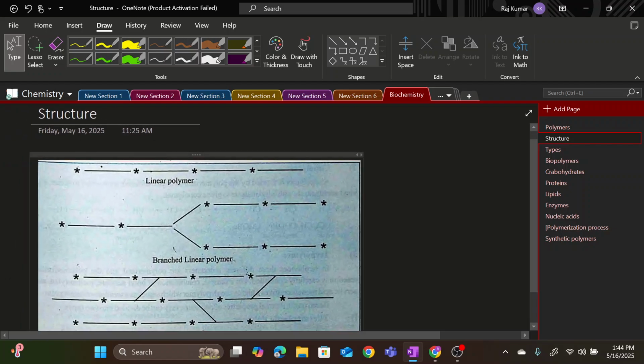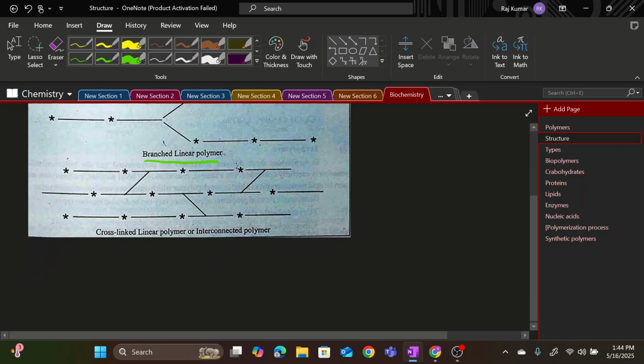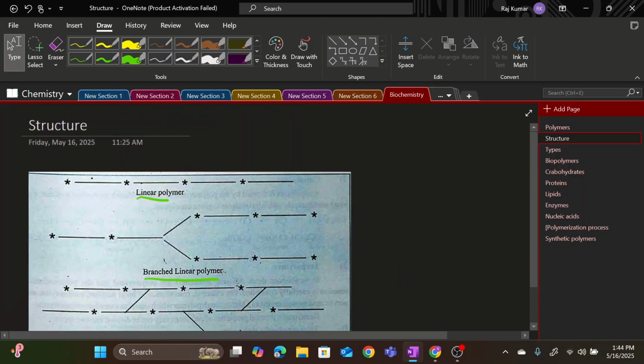Now when we talk about polymers, they are of three major structures. Number one structure of polymer is linear polymer. That's when the chain is made in a single direction. When the chain is made straight without any branches, it is a linear polymer. And when the chain is made with branches, such as it is having branching over here, it is a branched linear polymer. When there are multiple linear chains which are connected with each other through some cross bridges, then it is known as a cross bridge linear polymer or interconnected polymer.